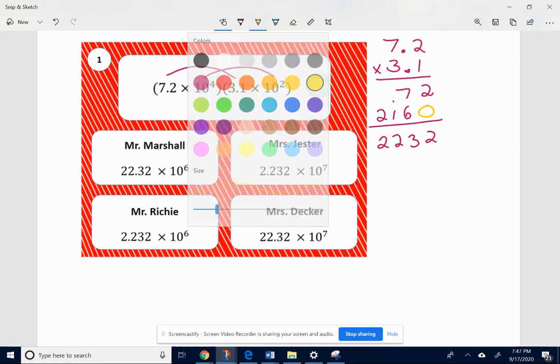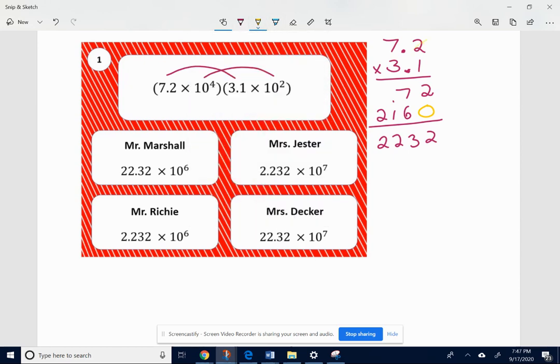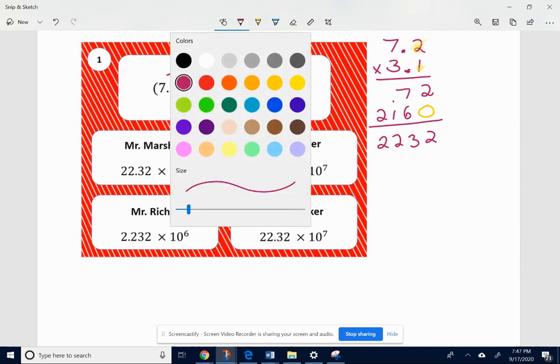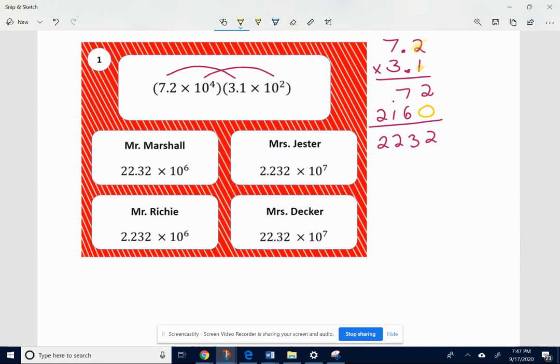We've got to be careful. We have two digits that follow the decimal point up there, so that means we need to have two digits altogether that follow the decimal point in the answer. So we need to put the decimal point in between the 2 and the 3. So this is 22.32. Multiplying the decimals gives us 22.32.